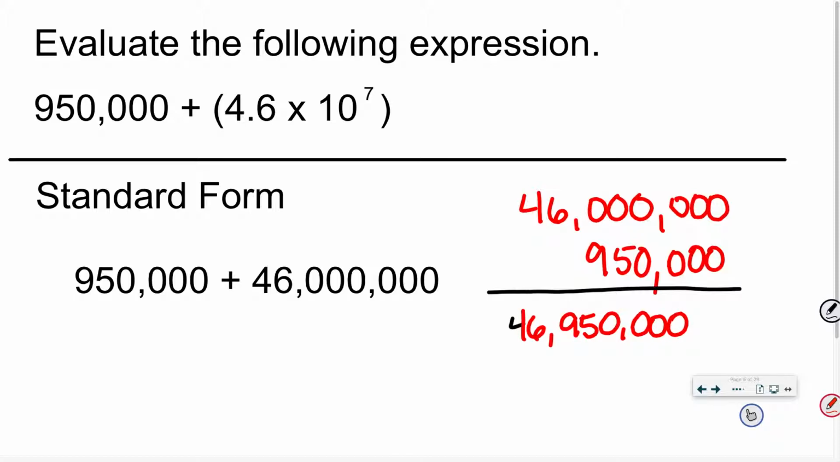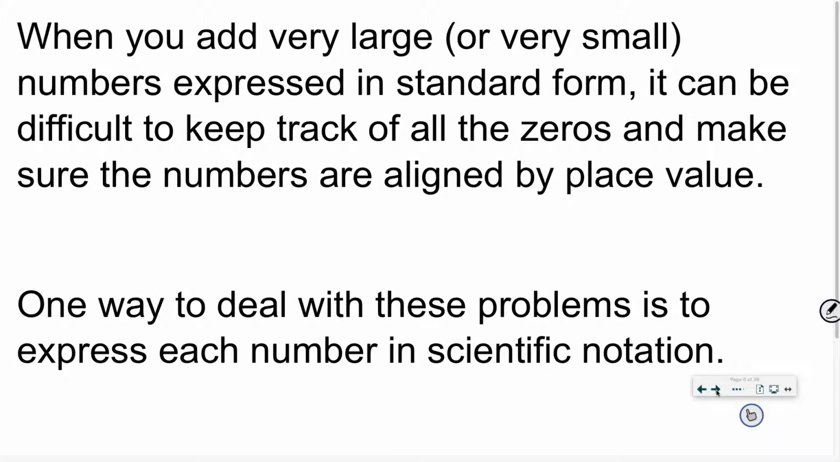Write that down so that you have it, because when we go through this again, we're going to keep the numbers in scientific notation. Keep this number in mind. We already know what it is if we add them. Our answer should be 46,950,000. So when we add really large or really small numbers, we can have some issues. Sometimes the numbers are so big or so small that we have a lot of zeros. Right? There is room for error.